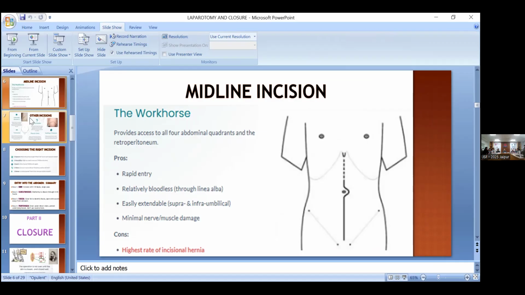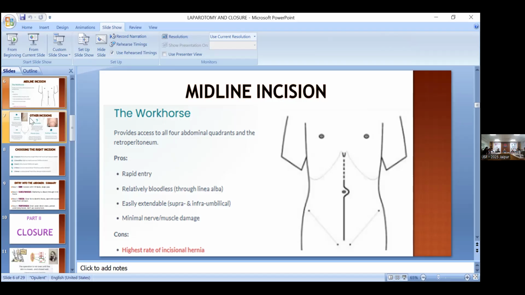Giving an incision that is 1 centimeter less or more is not going to give any cosmetic benefit, but it is going to significantly hamper the exposure that we have when performing a laparotomy. The midline incision is the workhorse, and it is one of the most favored incisions by surgeons because it provides good access to all the quadrants of the abdomen. It is pretty rapid to perform, which is useful in emergencies like obstruction, perforation, or trauma. It is relatively bloodless because our target is the linea alba, which is in the midline and is an avascular plane.